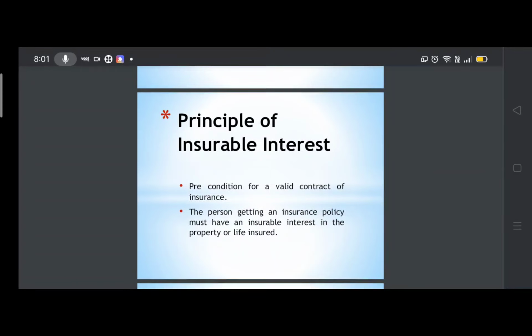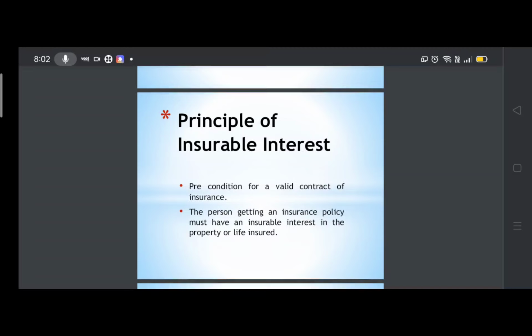Then we have the principle of insurable interest. It's a precondition because of which this contract of insurance becomes valid. Insurable interest means the person who is taking the policy should have a proper interest in taking that particular insurance. Otherwise, such a contract becomes wagering, unpredictable, and is not valid and cannot be enforced in the court of law. So the person who is getting the insurance policy should have the insurable interest in the property or the life on which he is going to take the insurance.